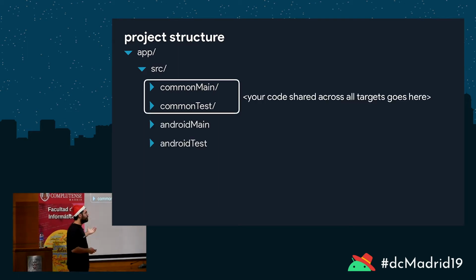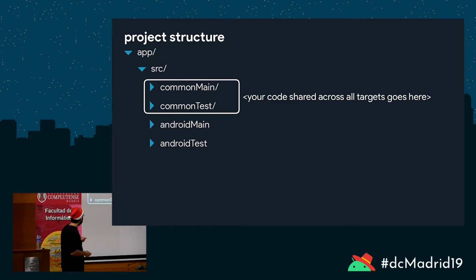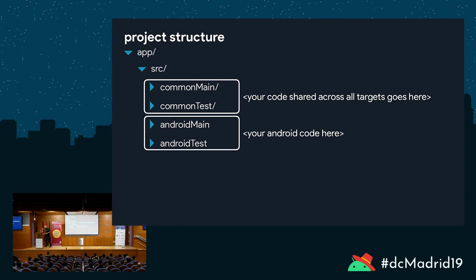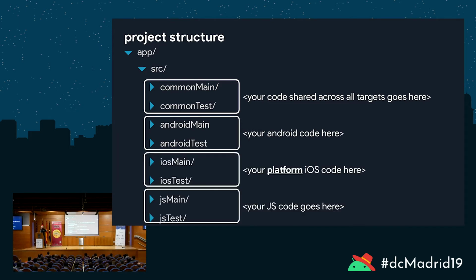If you're targeting Android, for instance, when you define that you're targeting Android in your Gradle file, it will automatically create your Android main and your Android test folder. And if you're targeting, for instance, iOS, it will automatically create your iOS main and your iOS test folder. And if you're targeting JavaScript, it will automatically create the same folders. So we're going to have them defined for each one of the platforms.